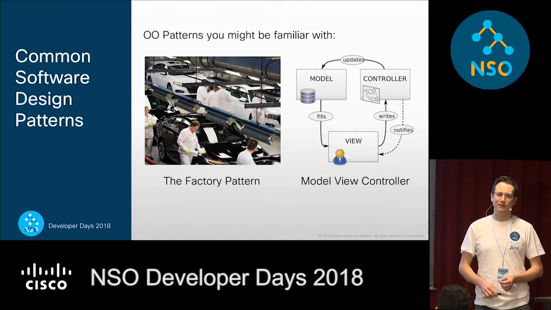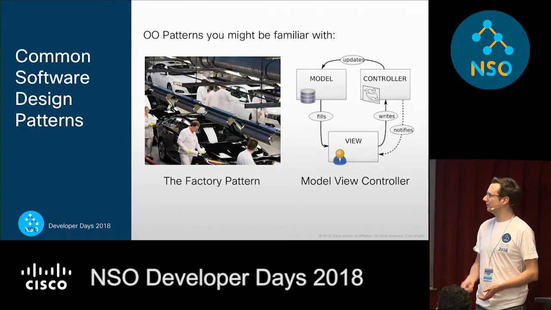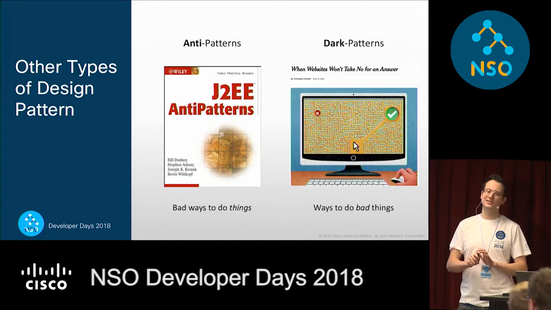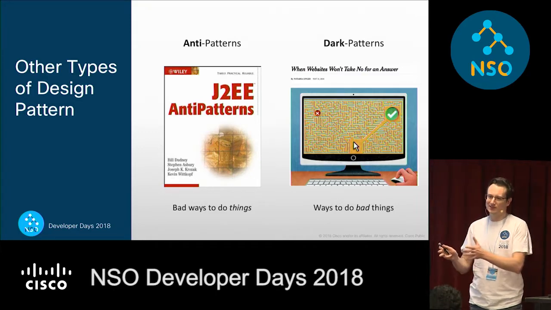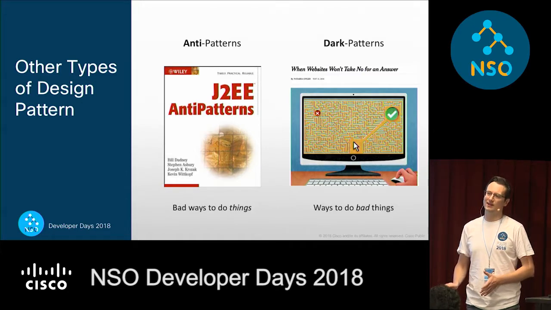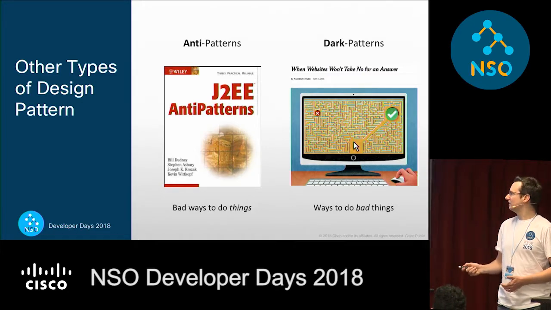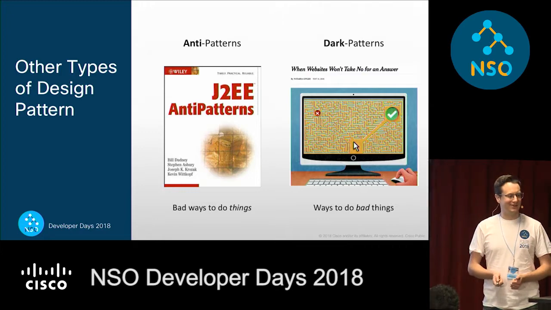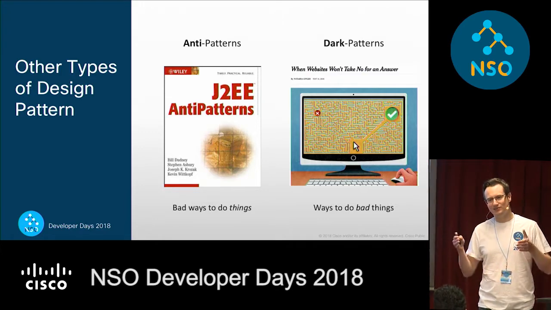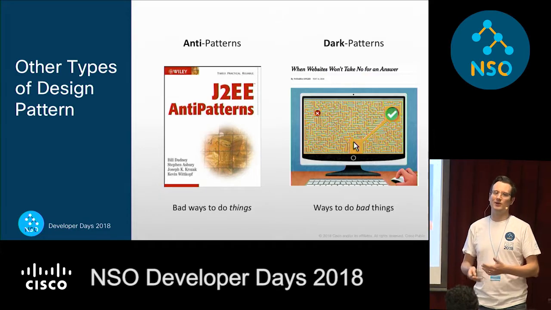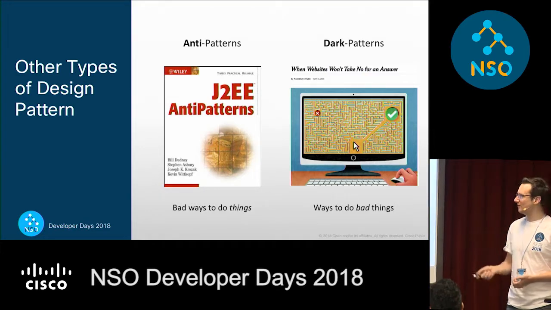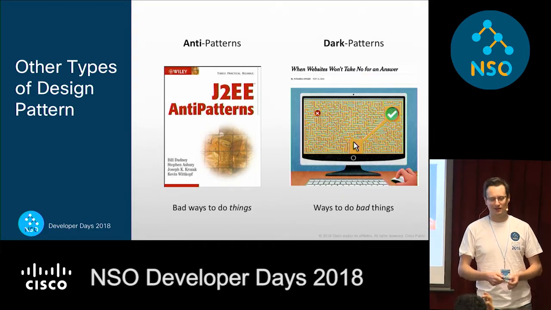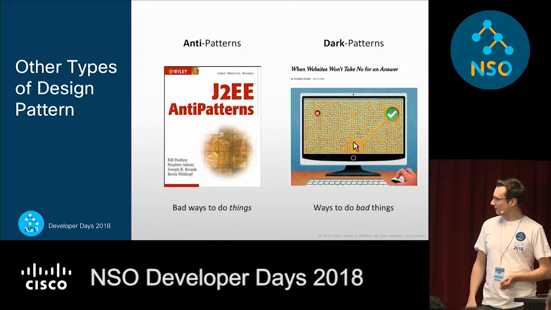But there are a couple of other types of pattern that you may have heard of or maybe not. We have anti-patterns, right? Bad ways to do things. These are common pitfalls. People have seen this approach, they've done it, and it's been really bad. It hasn't worked out for them. And then a fun one is dark patterns, ways to do bad things. Online retailers love using dark patterns to funnel you, to make you buy a thing you didn't really want to buy, and there are a lot of techniques. I'm not going to talk about dark patterns. I'm going to talk about one or maybe two anti-patterns and a few design patterns.